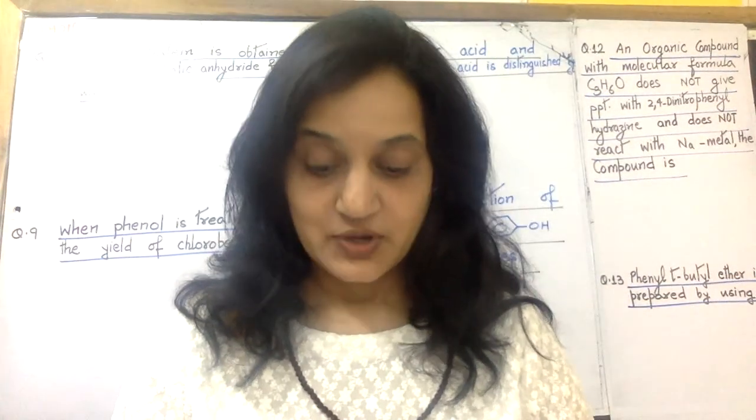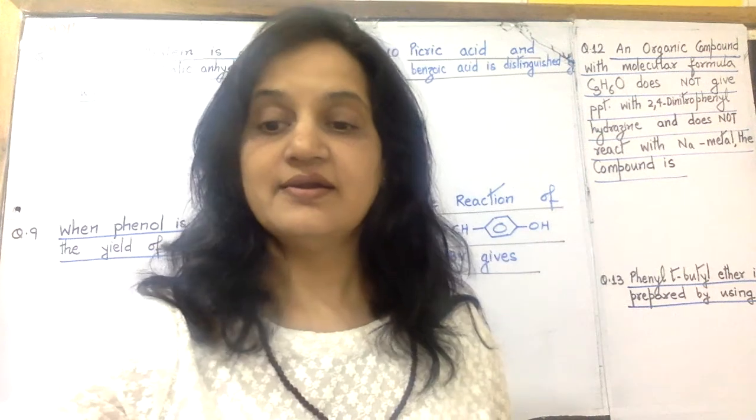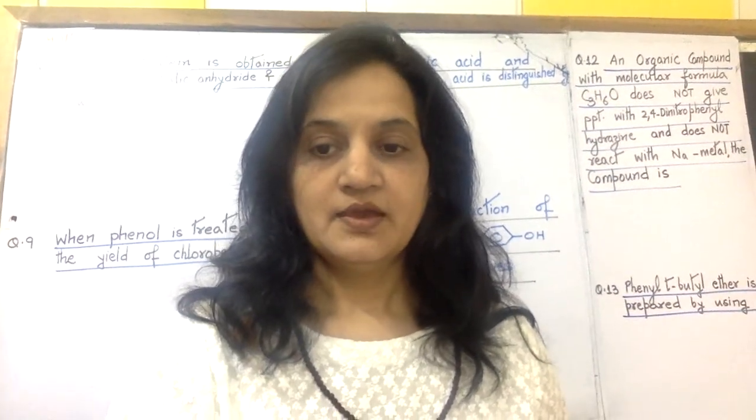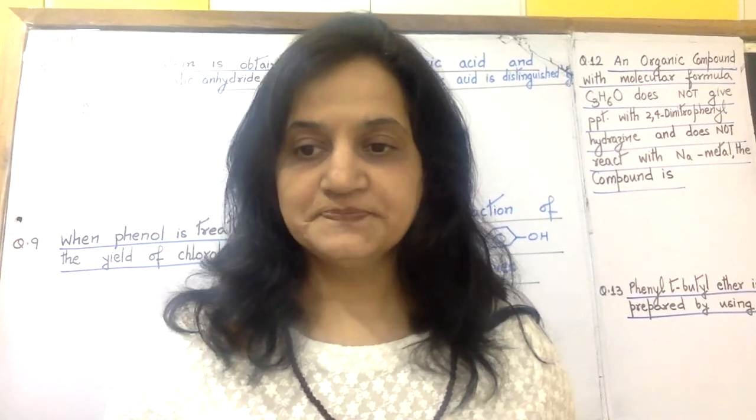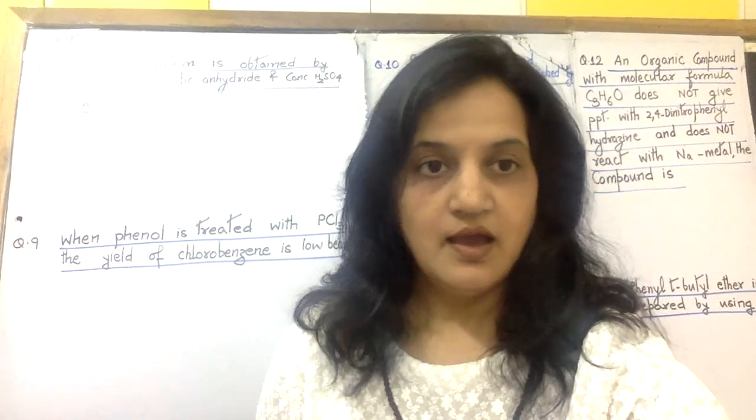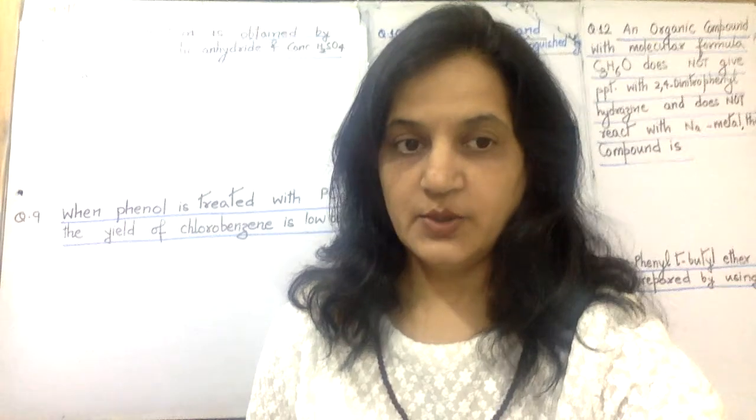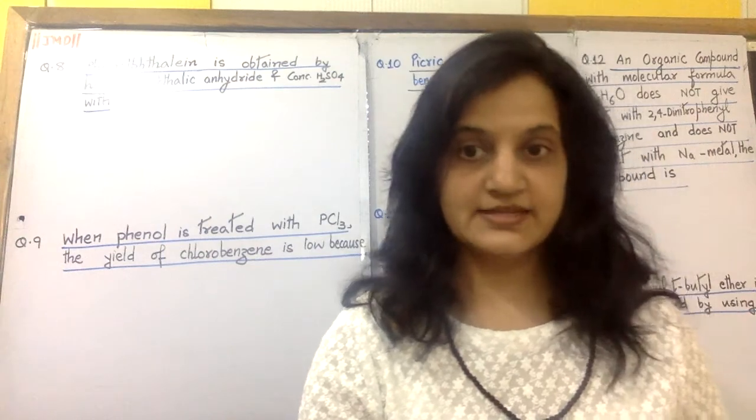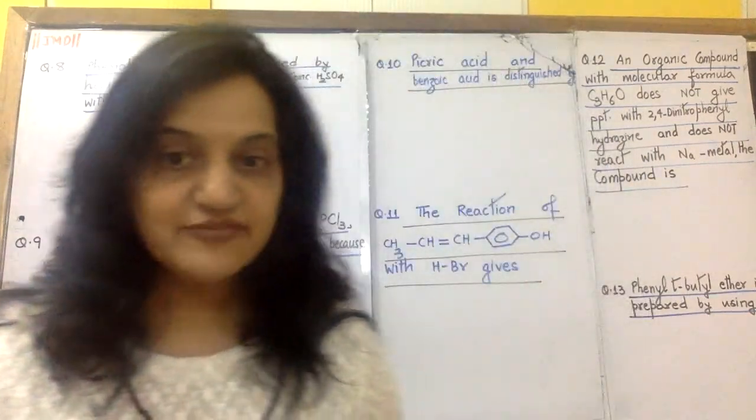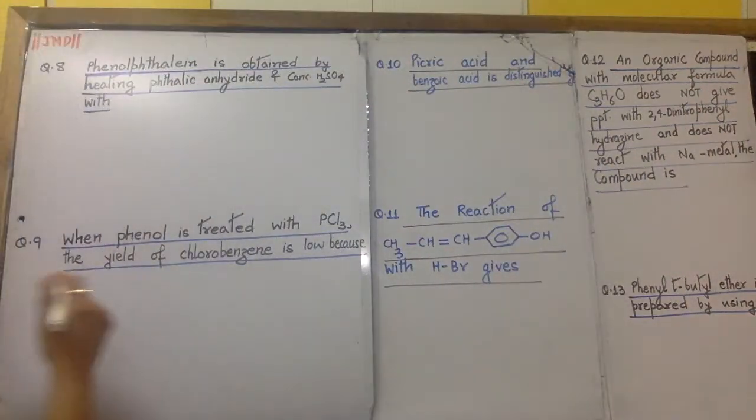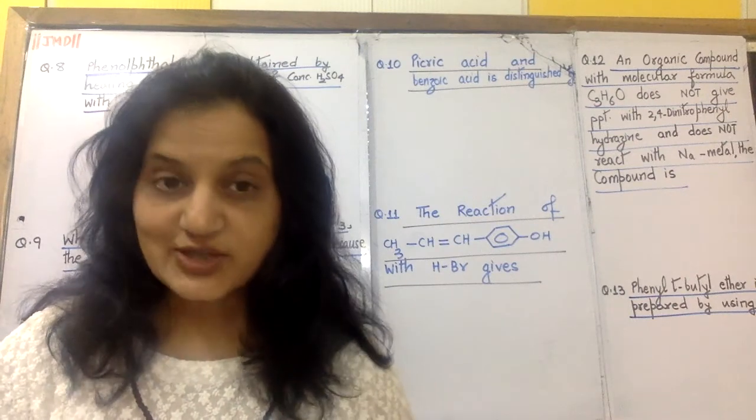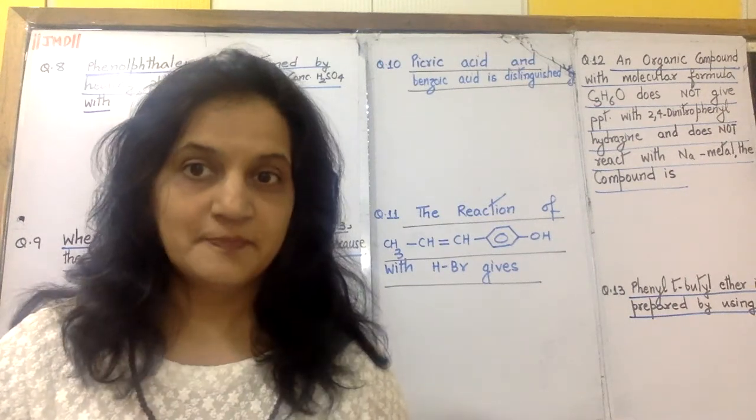I move to question number 8. That is phenolphthalein. Phenolphthalein is obtained by heating phthalic anhydride and concentrated H2SO4.